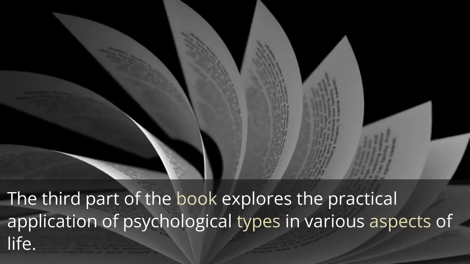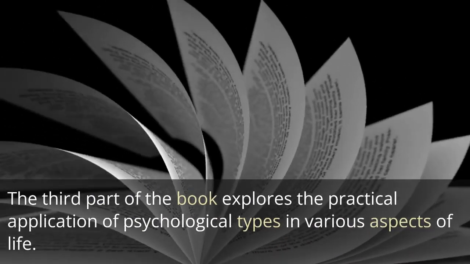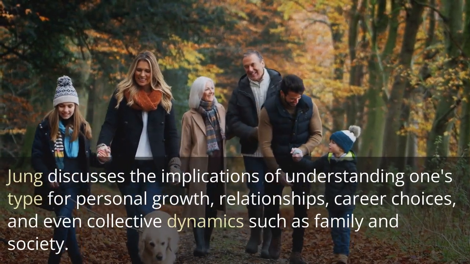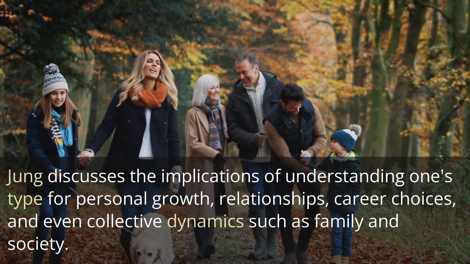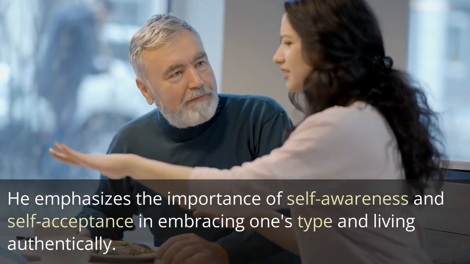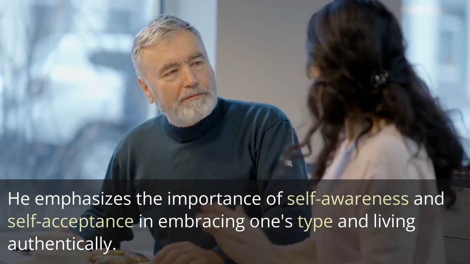The third part of the book explores the practical application of psychological types in various aspects of life. Jung discusses the implications of understanding one's type for personal growth, relationships, career choices, and even collective dynamics such as family and society. He emphasizes the importance of self-awareness and self-acceptance in embracing one's type and living authentically.